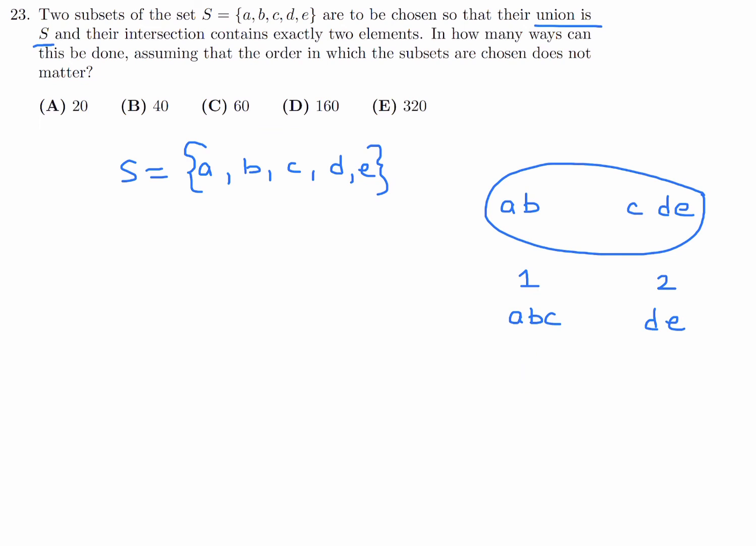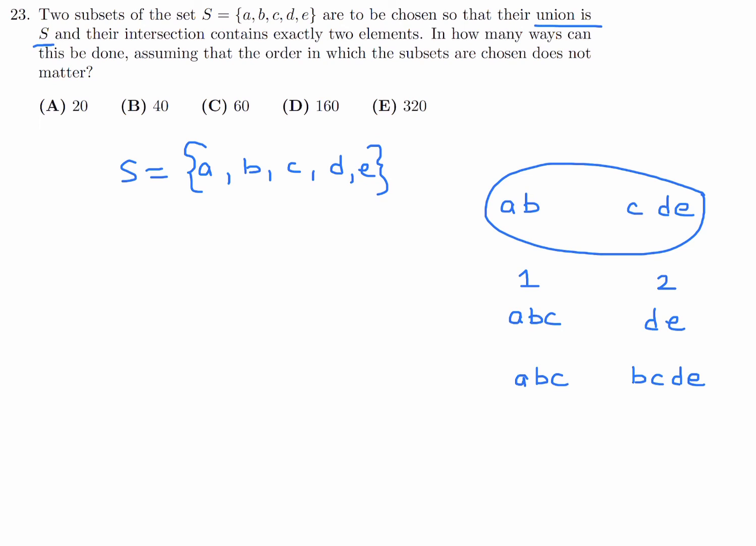So now we get to the second part. The intersection contains only 2 elements. So for example, if my first subset, I should say, is A, B, and C, my second subset has to be B, C, D, and E. Why? Because there has to be exactly 2 elements that are common to both. And that's what they mean by intersection. So, in how many ways can you do this?